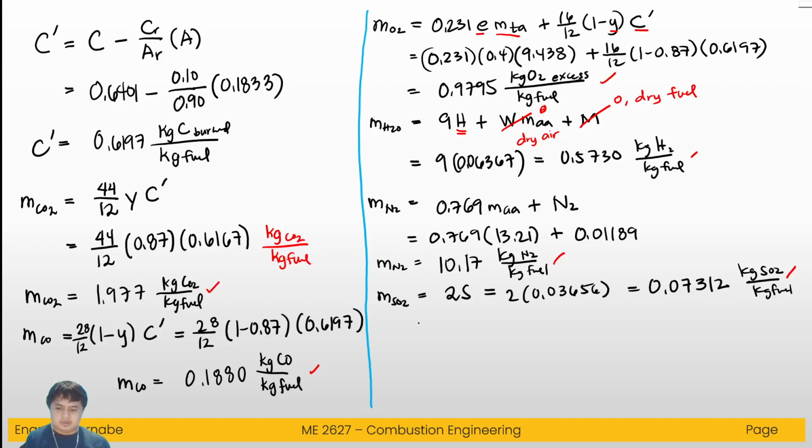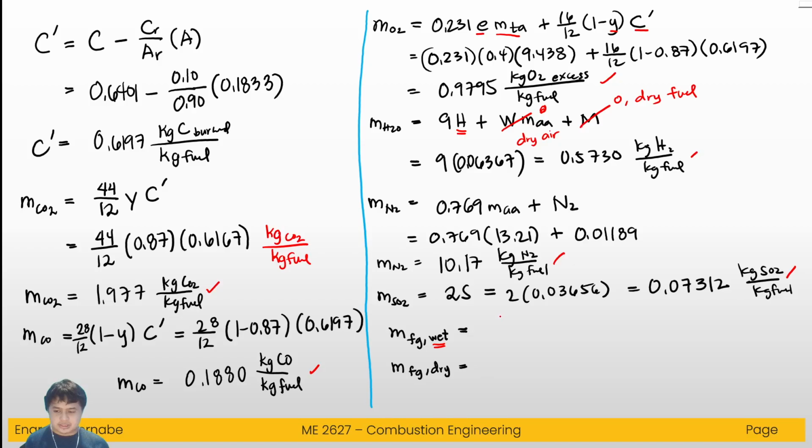We can actually find the mass of the flue gas. I'll just write here FG, flue gas, and wet if we include the mass of the H2O. And you can also find the mass of the flue gas that is dry. So for the wet, we can include everything, including the H2O. For the dry, we don't have to include the water.